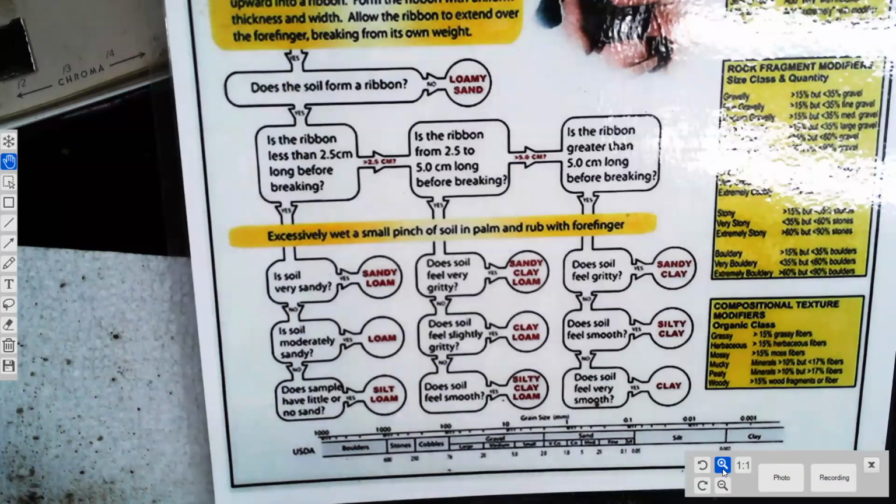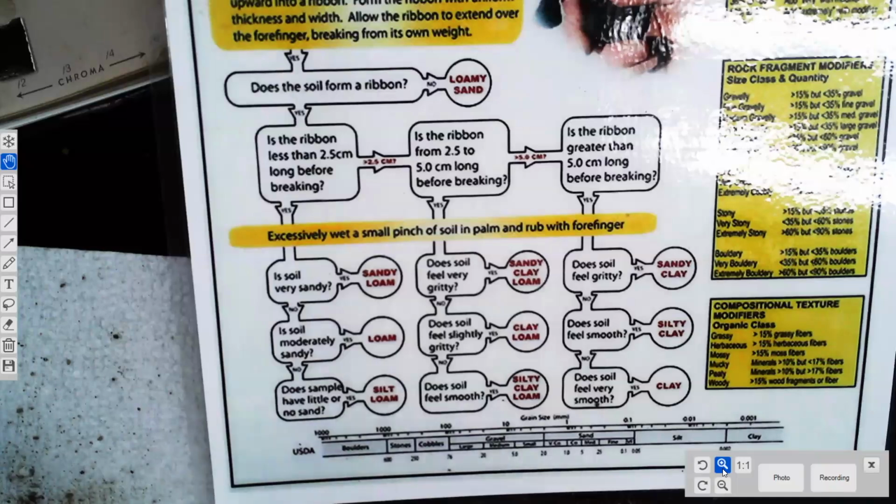And why did that other one have such a long ribbon? One, because of organic matter, and two, we were way up in a corner of silt loam near silty clay loam. That one says you have smooth, but you have a longer ribbon. That's why that one was so close. This one, I feel a little bit of grittiness to it. So this one is what they call clay loam.